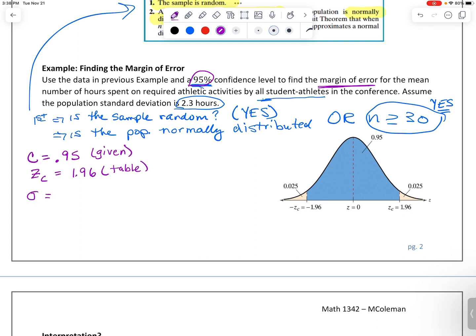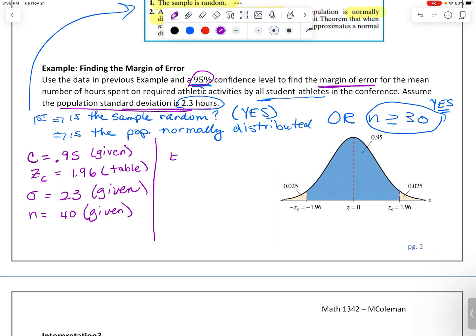My standard deviation is equal to 2.3 hours. And again, that was given. Population standard deviation is 2.3 hours. My n is equal to 40. And again, that was also given previously, but it was given to us.